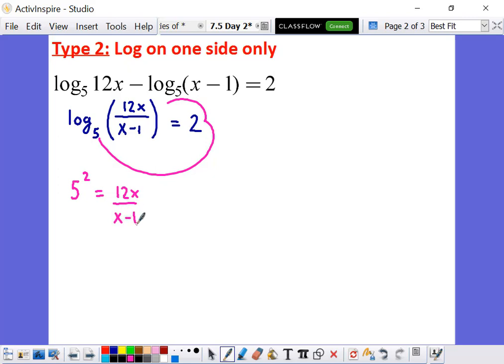Again, you cannot just cancel logs here because you don't have a log on both sides, so you have to rewrite it as exponential. So if we do a little bit of algebra, everybody knows 5 squared is 25. And then I can multiply both sides by x minus 1. That slides x minus 1 out from that denominator, and it equals 12x. So if we distribute the 25, we get 25x minus 25.